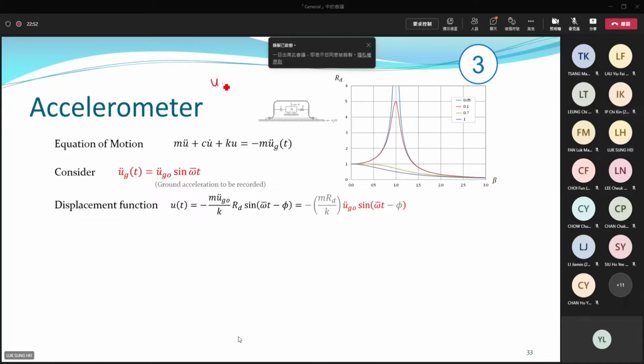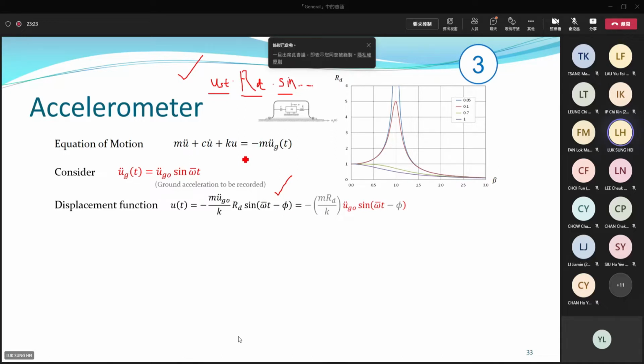UST times RD times an oscillating function. For a sinusoidal force, the steady state response always looks this way. You just need to use this equation, find out what UST is, find out what RD is, find out the sine function, something like that. I directly copy the steady state solution from the previous part: minus mu double dot g0 over k times RD times this sine function.